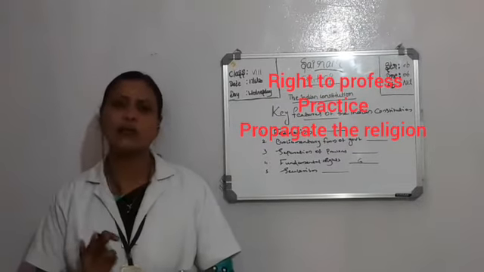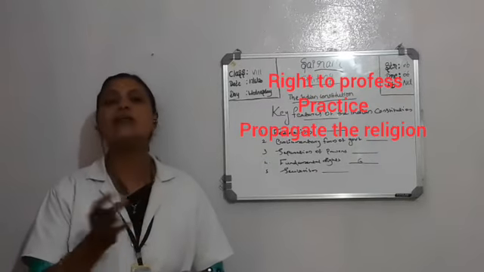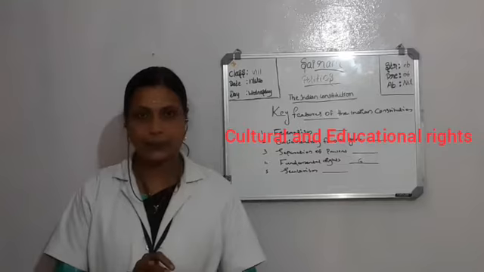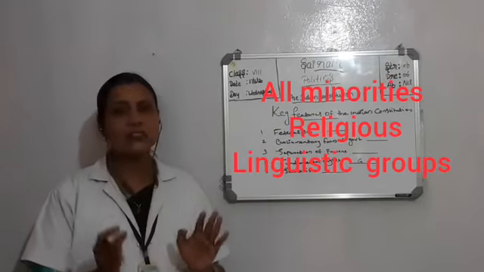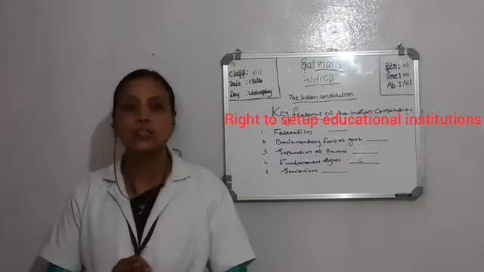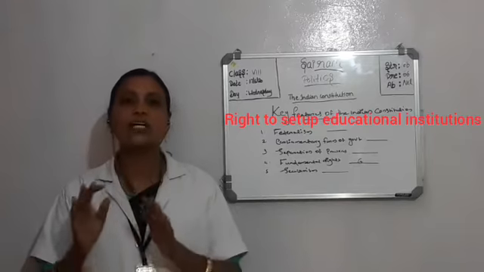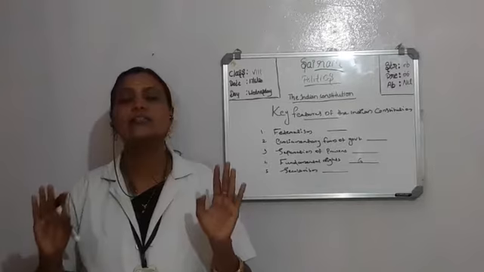Indian people have the right to practice and propagate any religion, that is called the right to freedom of religion. Then what do you mean by cultural and educational right? Cultural and educational right means all minorities, religious and linguistic groups, have the right to set up their own educational institutions. That is called cultural and educational right.